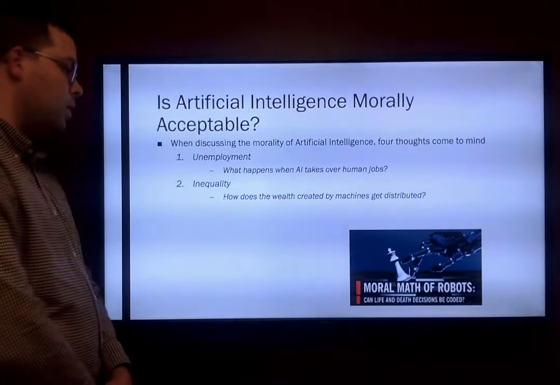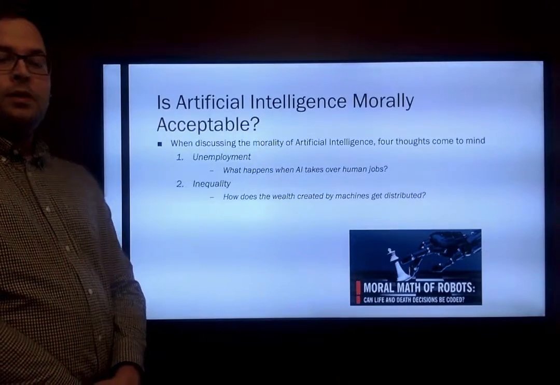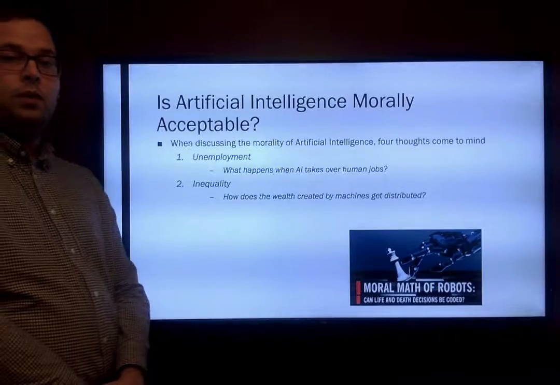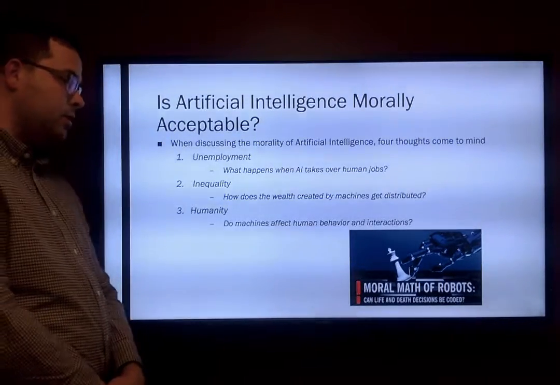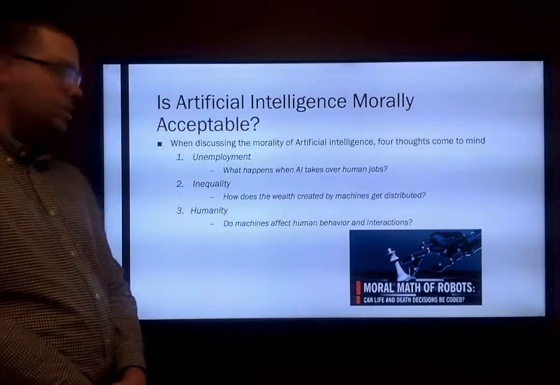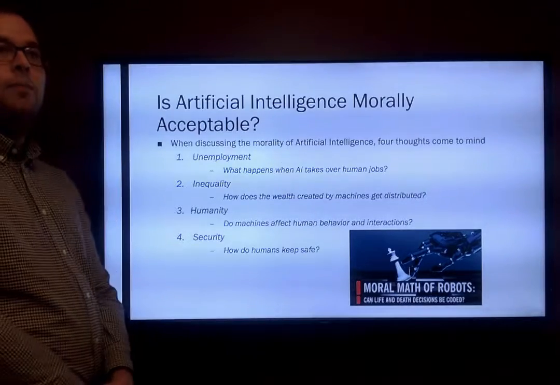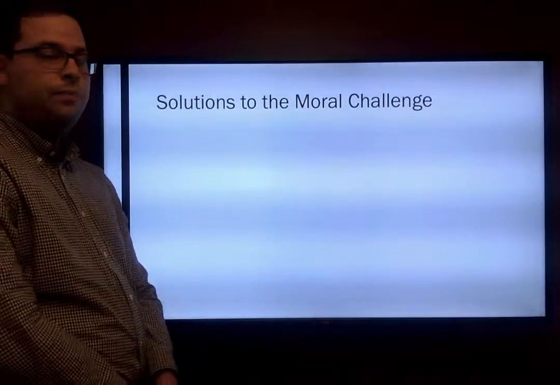The second, inequality. How does the wealth created by machines get distributed? This is something that has not yet been well discussed, and I'm sure will be over the next few generations. Humanity. Do machines affect human behavior and interactions? And the last being security. How do humans keep safe when they're constantly surrounded by artificial intelligence?